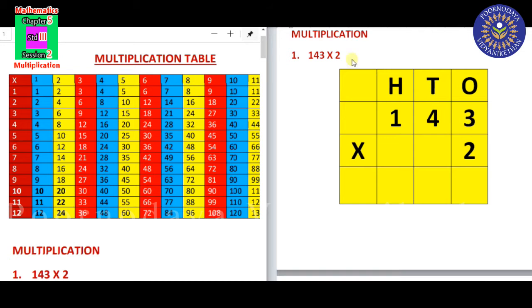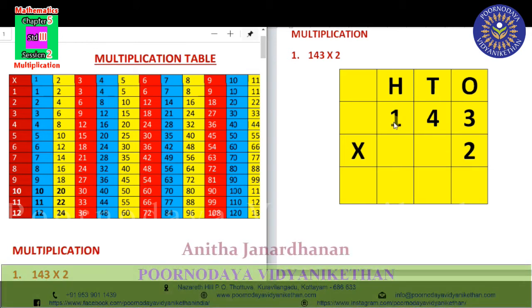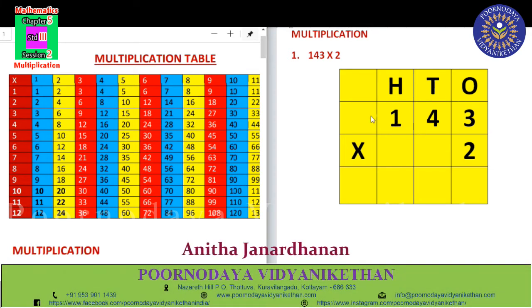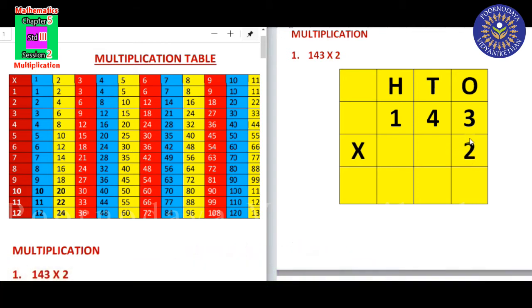143: in ones place there is 3, in tens place there is 4 and in hundreds place there is 1. So we have to write the numbers like this. Then we have to multiply by 2. So 2 you have to write in the ones position. First we have to multiply the two numbers in ones place. Here 3 into 2, 3 multiplied by 2.